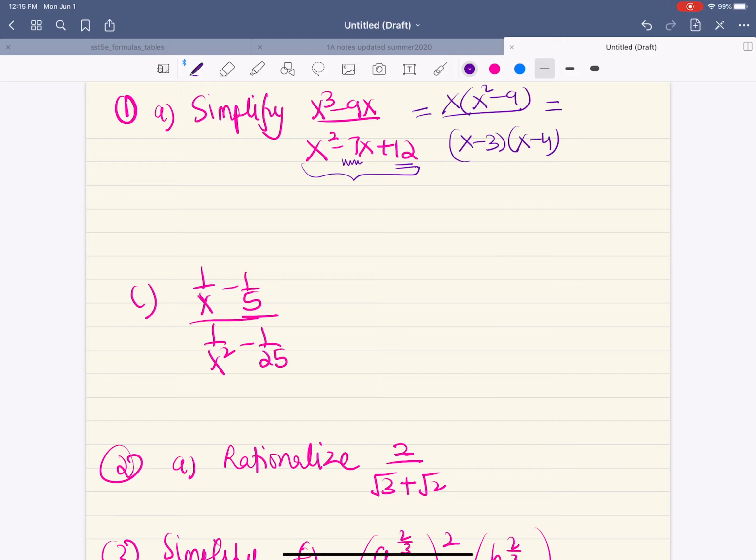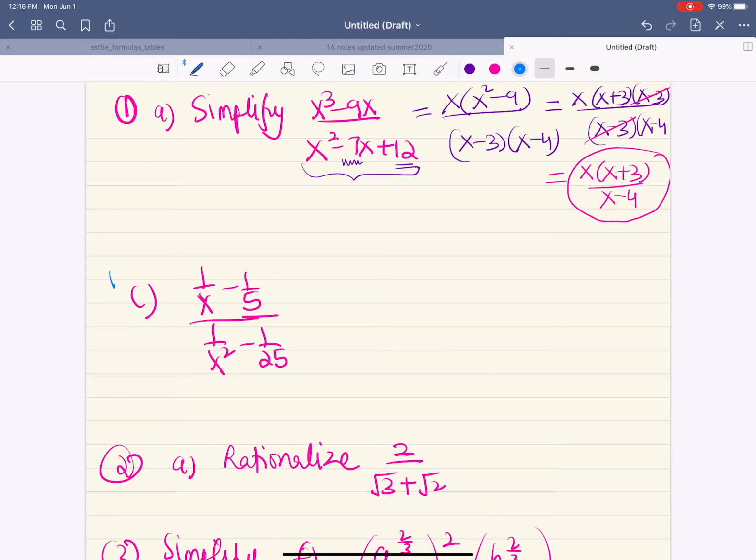Now on the top, I still have difference of squares, x squared minus 9 is difference of squares. I can go ahead and factor it more. And on the bottom, I have x minus 3, x minus 4. We can cancel the x minus 3 and x minus 3. And that's it. Nothing else can be canceled between top and bottom. Looks like this is the fraction in the simplest form. So I can leave it as this. If you want, you can go ahead and distribute the x in the numerator if you prefer, but you don't have to.